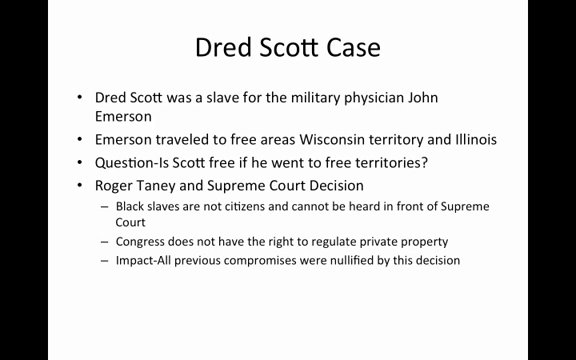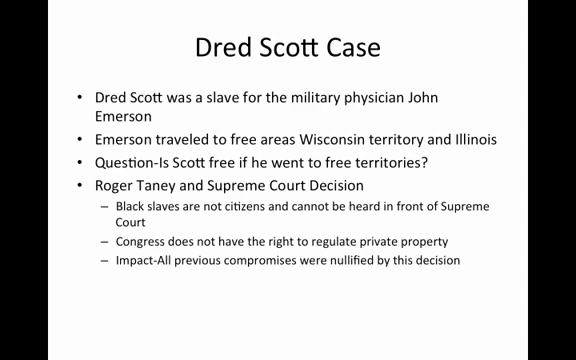The Dred Scott case. Dred Scott was a slave for the military physician John Emerson. Emerson traveled to free areas in the Wisconsin Territory and Illinois. This raised a question. When Scott went to these free territories, did he become free? Abolitionists took this case all the way to the Supreme Court. The Chief Justice of the Supreme Court at the time was a man named Roger Taney. Taney made the following decision. Black slaves are not citizens, and therefore the case shouldn't be heard in front of the Supreme Court anyways.